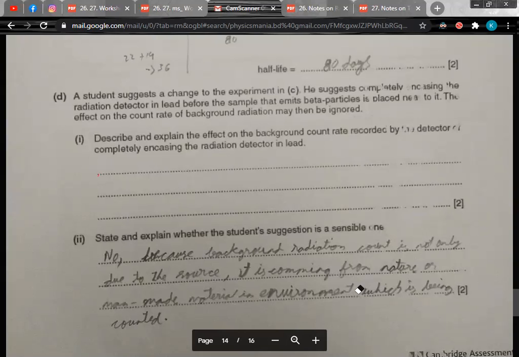Yes, sir. So what is happening is that the detector will show only a few counts, because most of the gamma rays from the background sources are being stopped. Not all, most. We can say it in the reverse way.